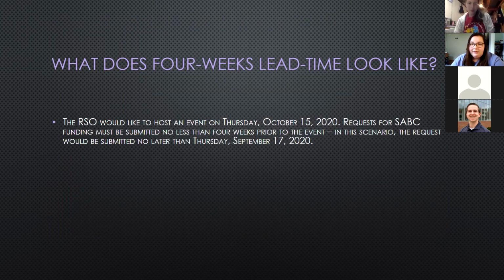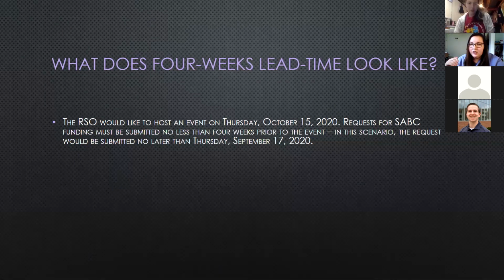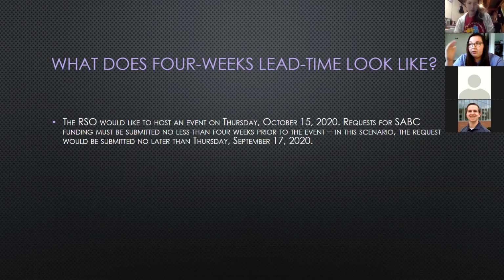So if you guys wanted to host an event on, let's say Thursday, October 15th coming up, your request for the SABC funding will be submitted no less than 4 weeks prior to the event. So that will specifically be no later than Thursday, September 17th. And it's really easy if you just go onto your calendar, look at the event date that you're going to be hosting your event, and then count back 4 weeks. We're not looking at anything with weekends versus business days. It's just in a direct line 4 weeks prior.